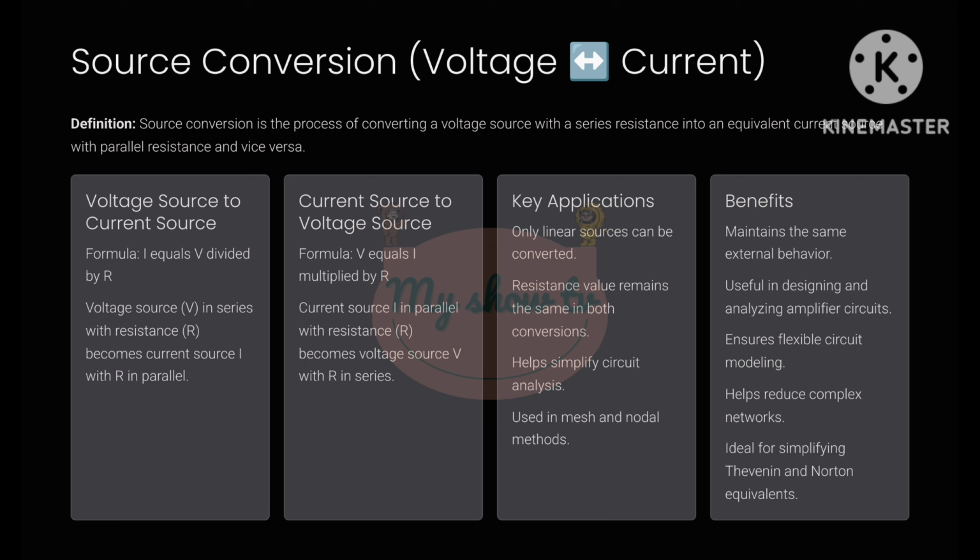For current source to voltage source. Formula. V equals I multiplied by R. Current source I in parallel with resistance, R, becomes voltage source V with R in series. Key points. 1. Only linear sources can be converted. 2. Resistance value remains the same in both conversions.